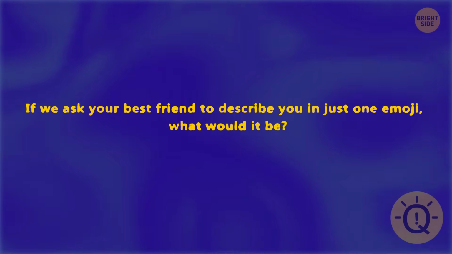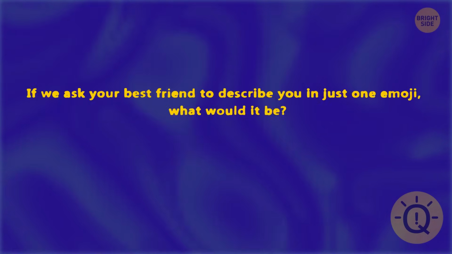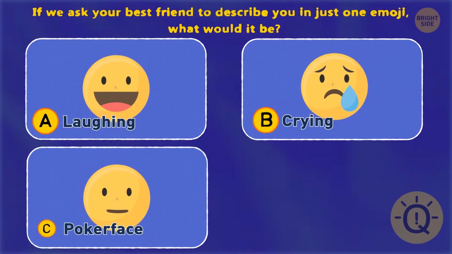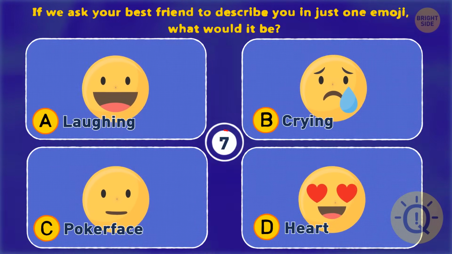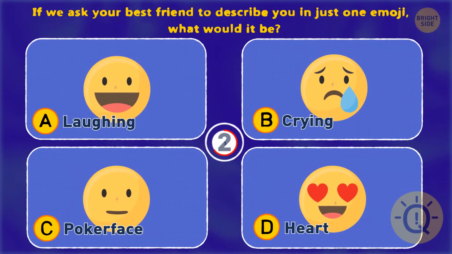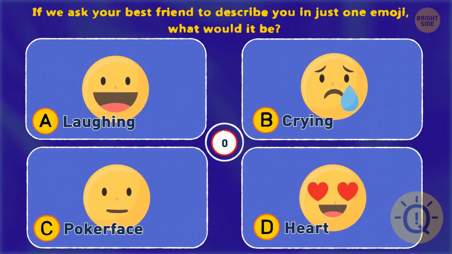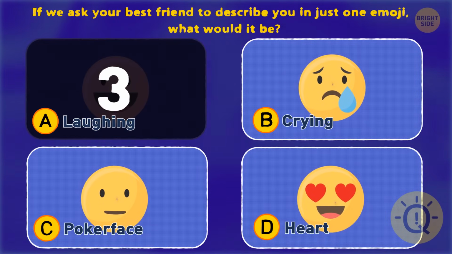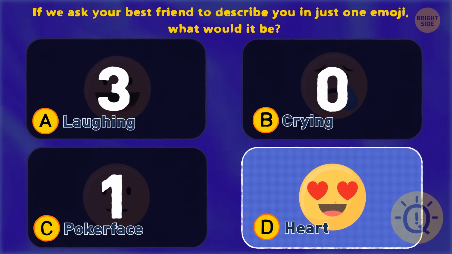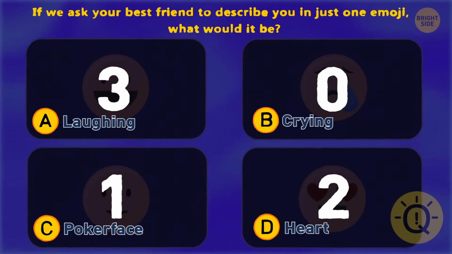If we ask your best friend to describe you in just one emoji, what would it be? Laughing? Crying? Poker face? Heart? A brings 3 points to your score. If you chose B, add 0 points to your score. Option C brings you 1 point, and option D adds 2 points.